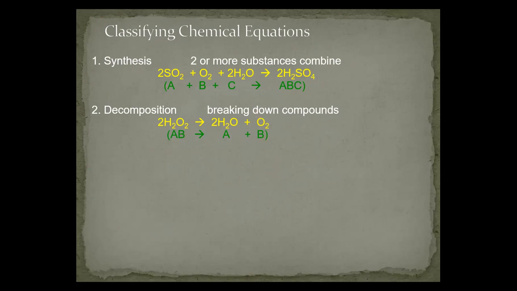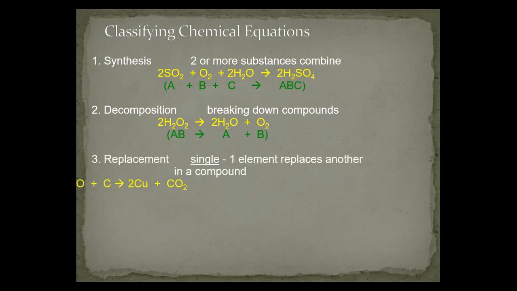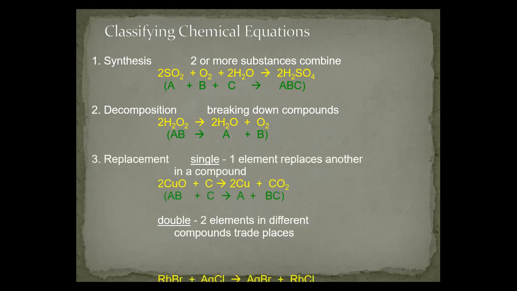Okay. Now the last option is called a replacement reaction. There's actually a single replacement or it could be a double replacement. In a single replacement, this middle one here, we have one element replacing another. So in the reactant side, we have copper and oxygen together and carbon by itself. What happened was the carbon took the copper's place. Now copper is by itself and the carbon is with the oxygen.